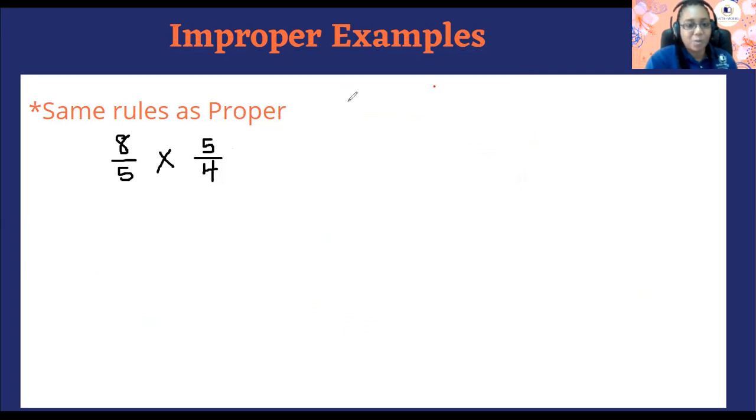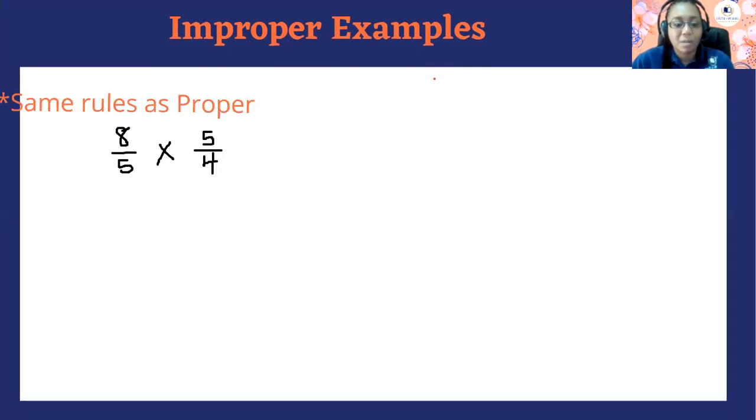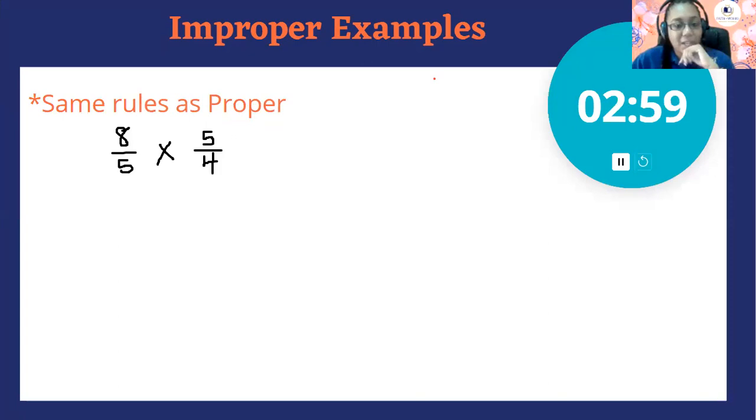Now, if you remember our rules, whichever way you want to do it, y'all try this one. Put the answer in the chat, and make sure to reduce. I'm giving you 3 minutes to complete this one. How would you multiply an improper fraction? Remember, use the same rules as typical multiplication. I want to see the answers in the chat when you are finished.